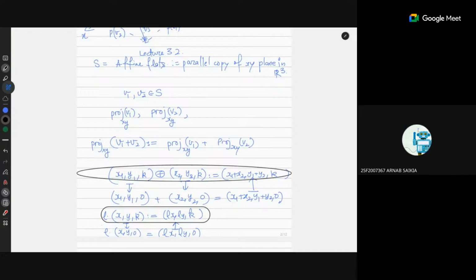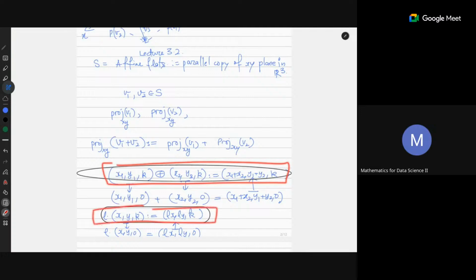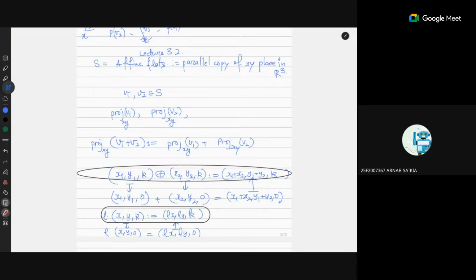Sir, so can we say that affine flats are also vector spaces? Affine flats are vector spaces because you have given the operation. You can check that. This is an exercise for you. You have this addition, this is your addition defined, and this is your scalar multiplication. Now check all 8 properties, whether it follows commutativity, associativity, and the distributive law. Then what will be the zero element in this case? Can anyone guess the zero element?